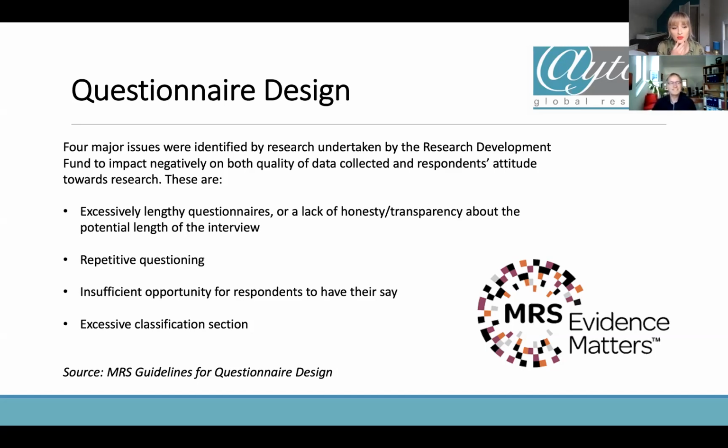And actually it leads on really nicely to these poor questionnaire design ideas taken straight from the MRS, because they know what they're talking about when it comes to poor questionnaire design. Anything can make a poor questionnaire, but they've got some really good examples here. But actually repetitive questioning really links into that as well.